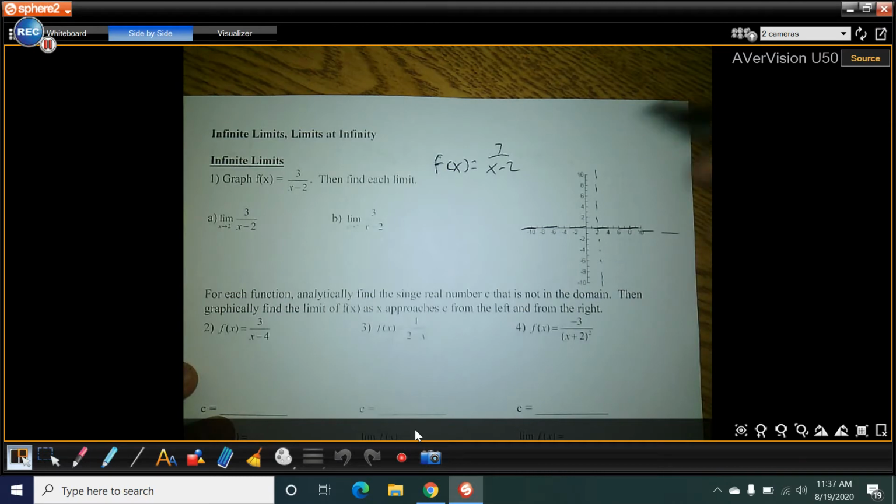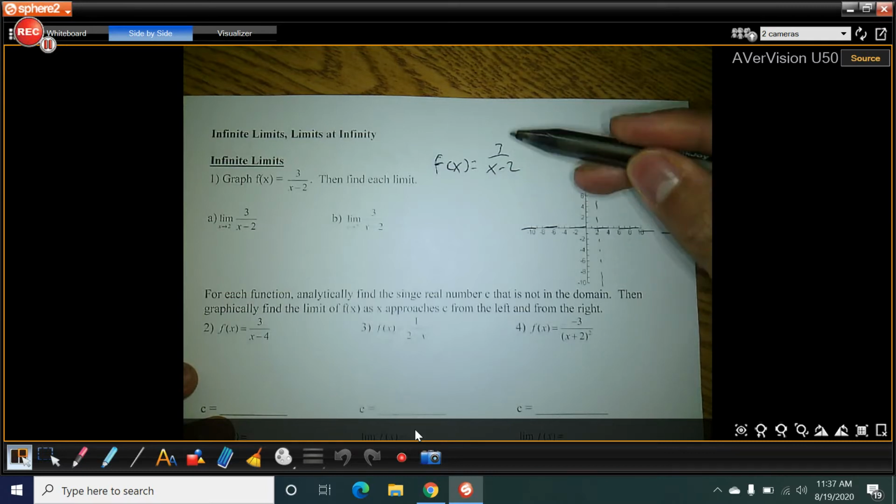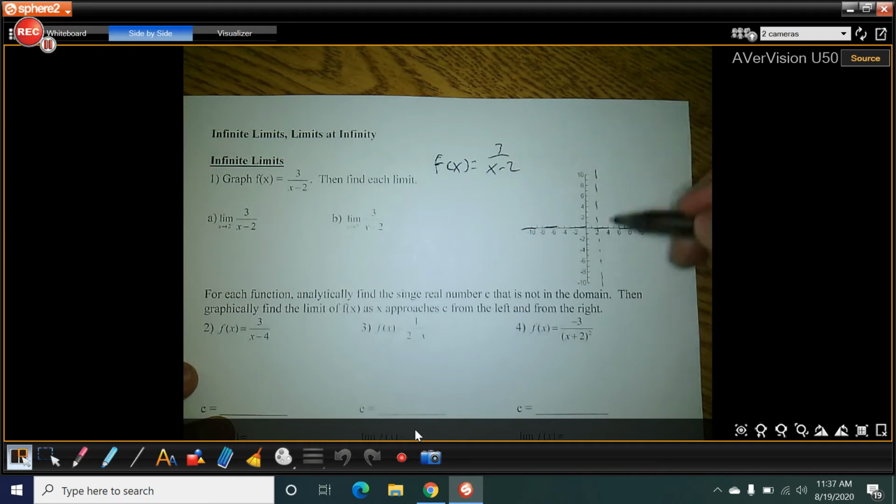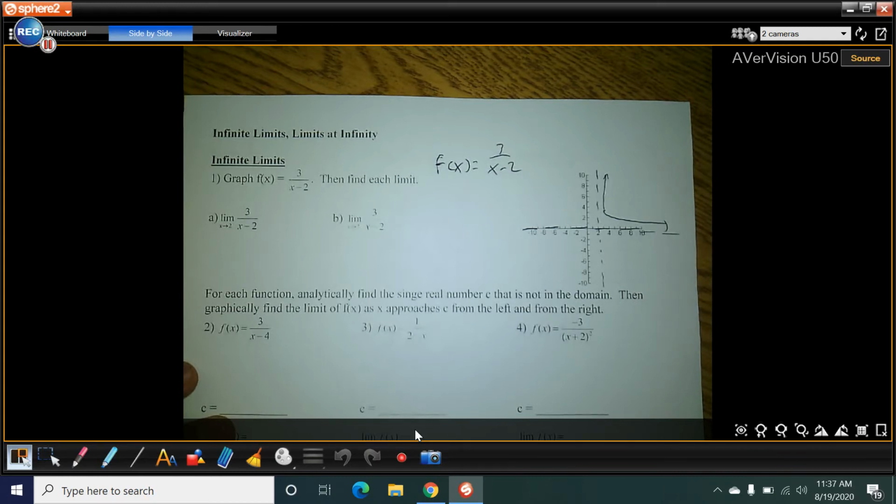Cool. Now, to come up with a relative sketch of what's happening here, you can plug in some numbers, like you can plug in 3. 3 minus 2 is 1. 3 divided by 1 is 3. So that means at 3 you're at 3, which then means that this graph probably looks something like this. So it's just a rough sketch. That's all we really need.